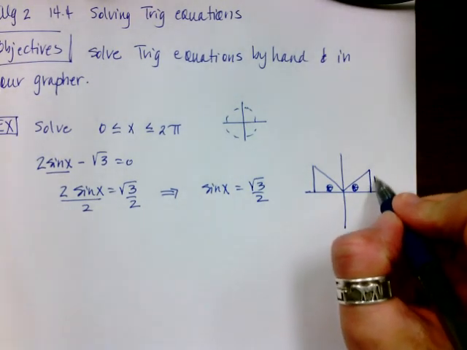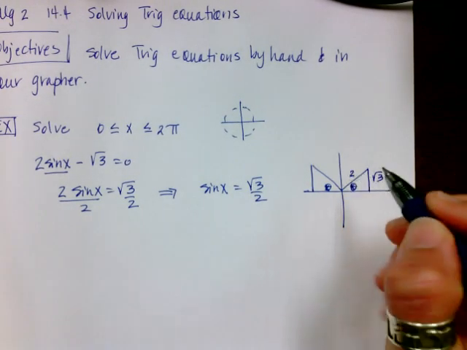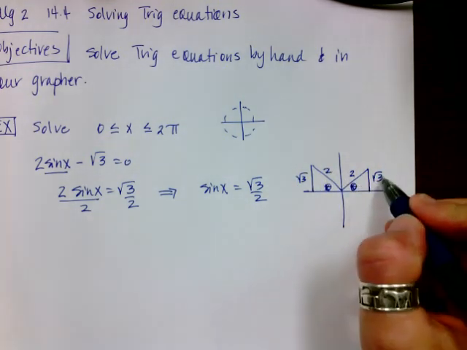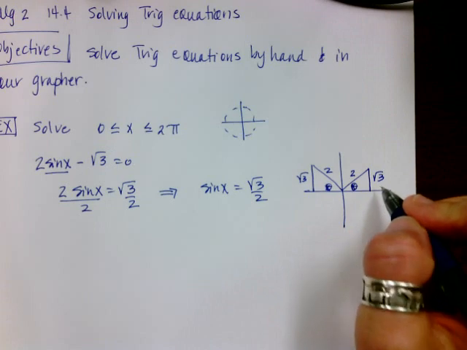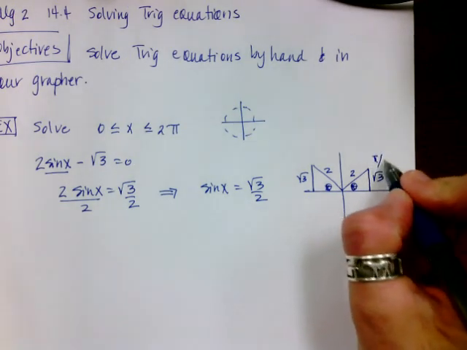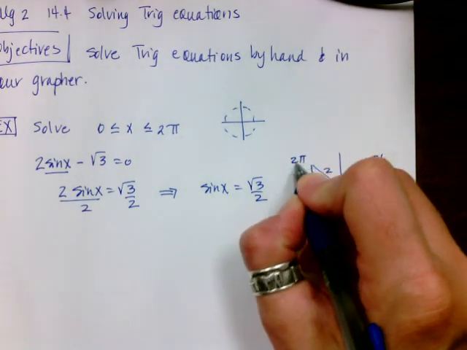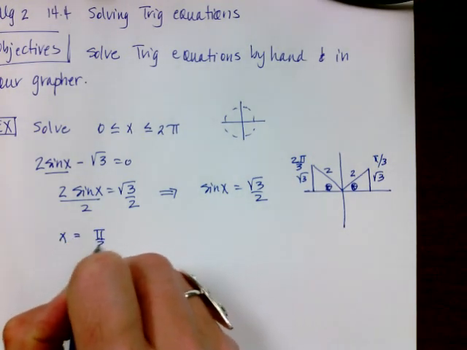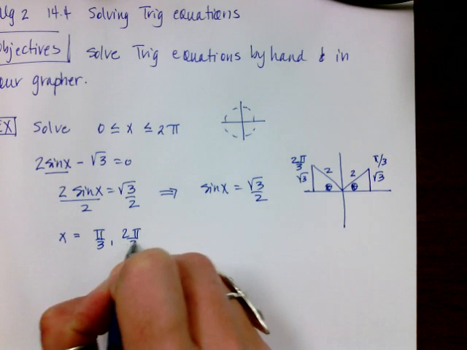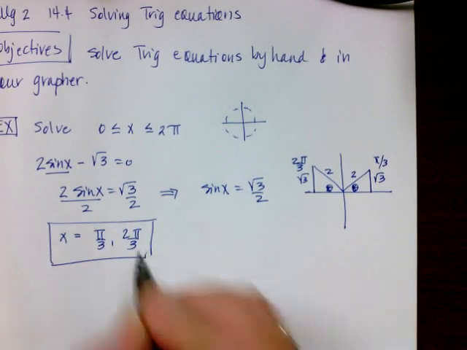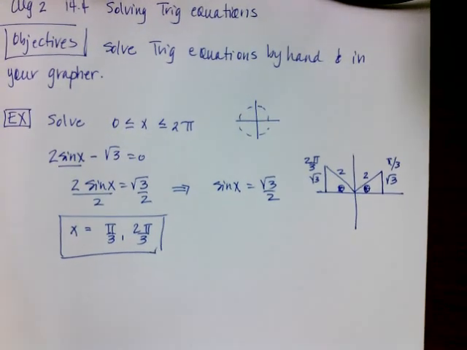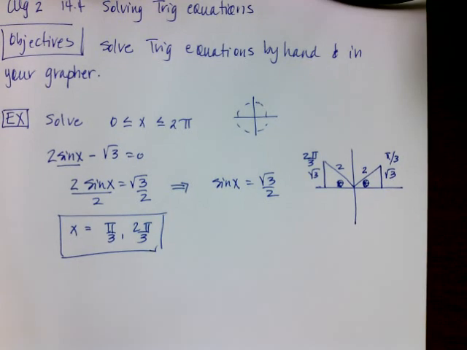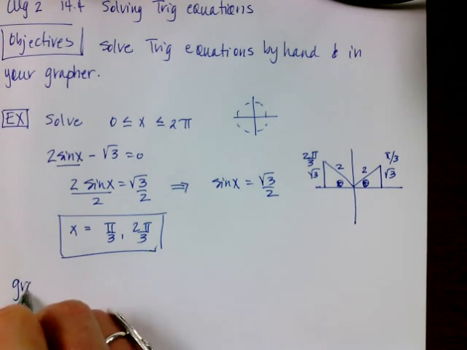So sine is y over the hypotenuse. This angle, opposite the radical 3, is pi over 3, and then this angle is 2 pi over 3. So x is going to equal pi over 3 and 2 pi over 3. There are often two solutions that will satisfy the same equation, and those would be my two solutions. So now I'm going to show you how to do it graphically.